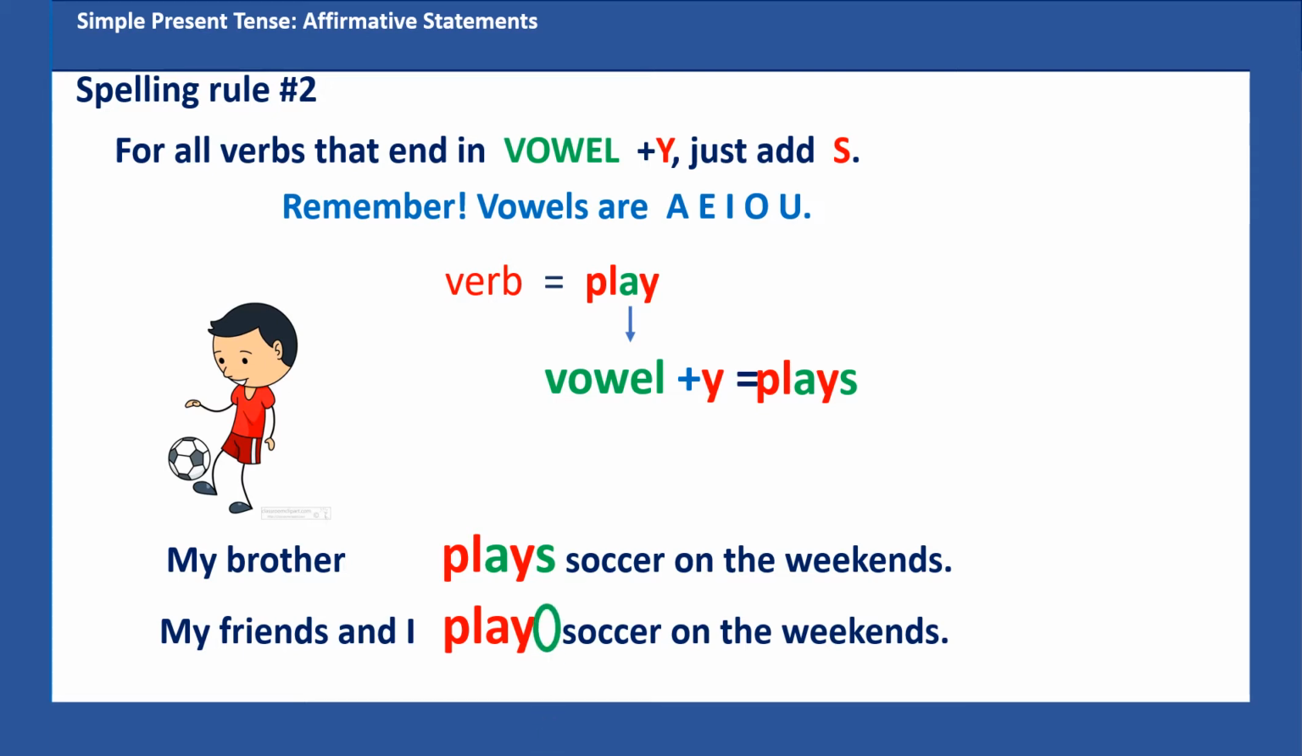Do we have an S? No S, because the subject is my friends and I. And my friends and I is the same like saying we play soccer on the weekends. Remember, only he, she, and it have an S on the verb.